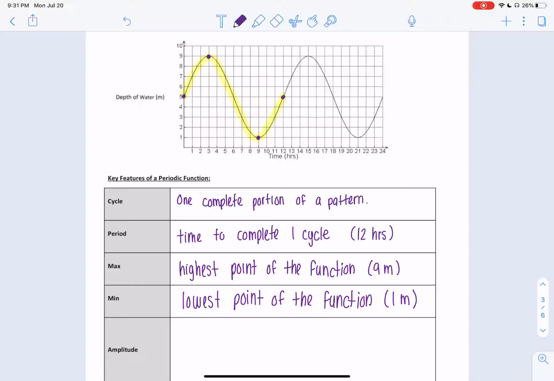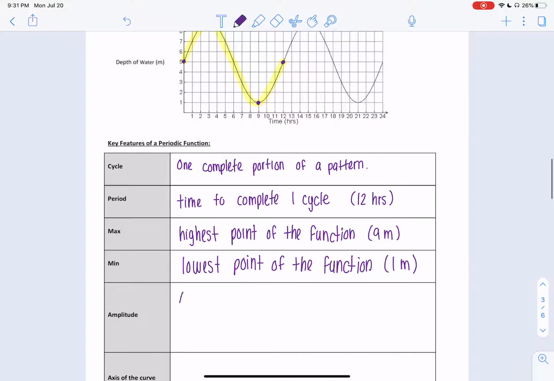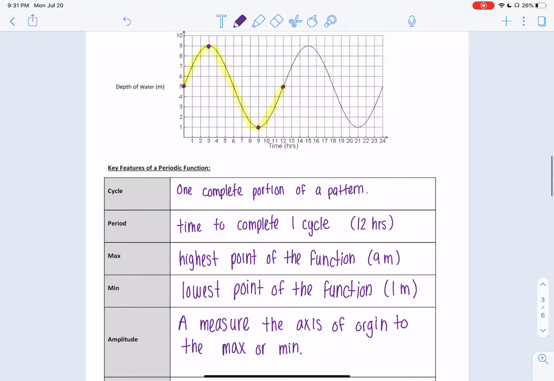The next one, which is a new word, is our amplitude. So the amplitude is the measure from the axis of the origin to the max or min. So again, it is a measure from the axis of origin to the max or min. And I'll show you what I mean by that on our graph.